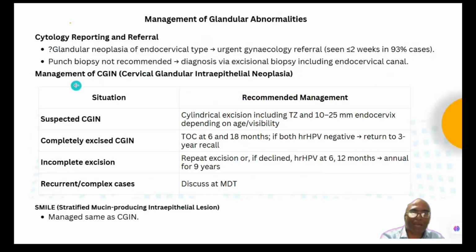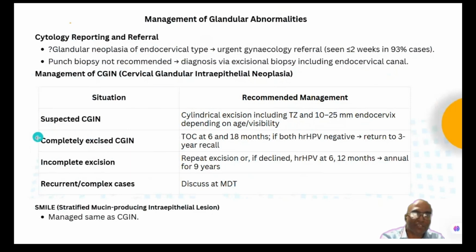Then management of CGIN, cervical glandular intraepithelial neoplasia. If there is a suspected CGIN, what do you do? Cylindrical excision, including the transformation zone, and 10 to 25 millimeter of endocervix, depending on the age and visibility. So around this, a cylindrical excision will be required, and you have to include the transformation zone.